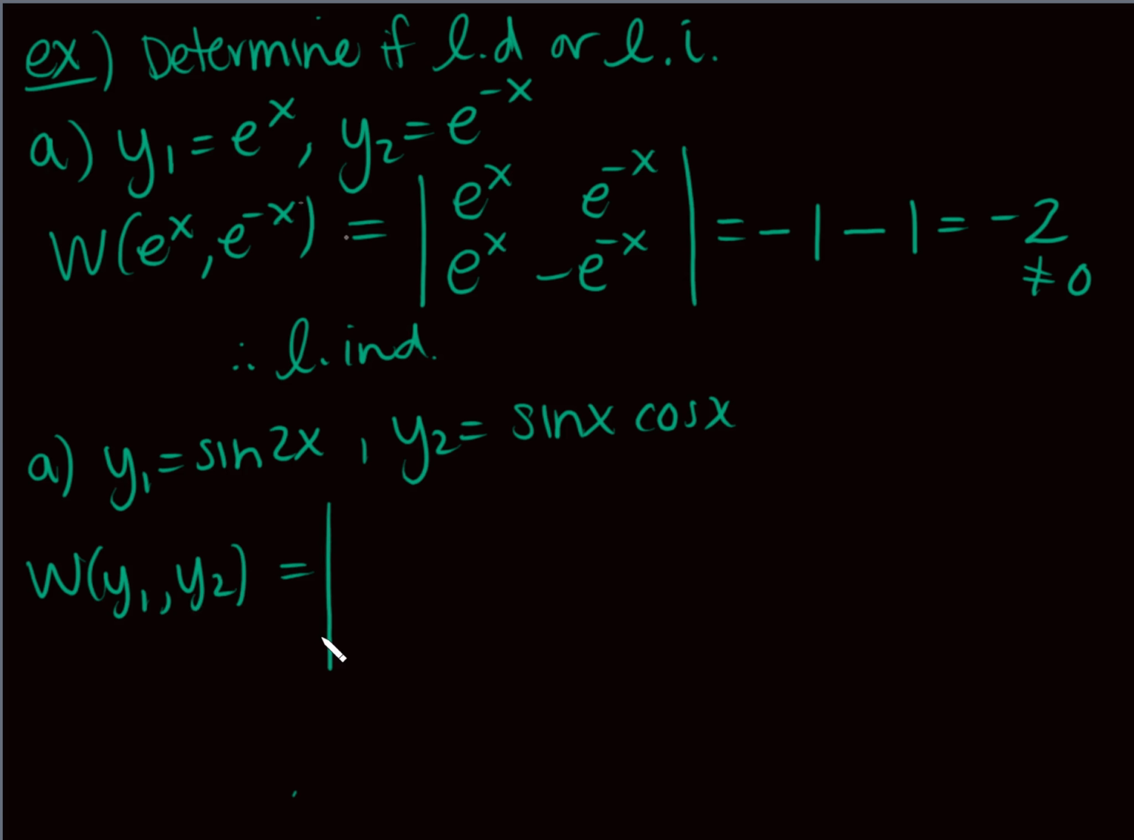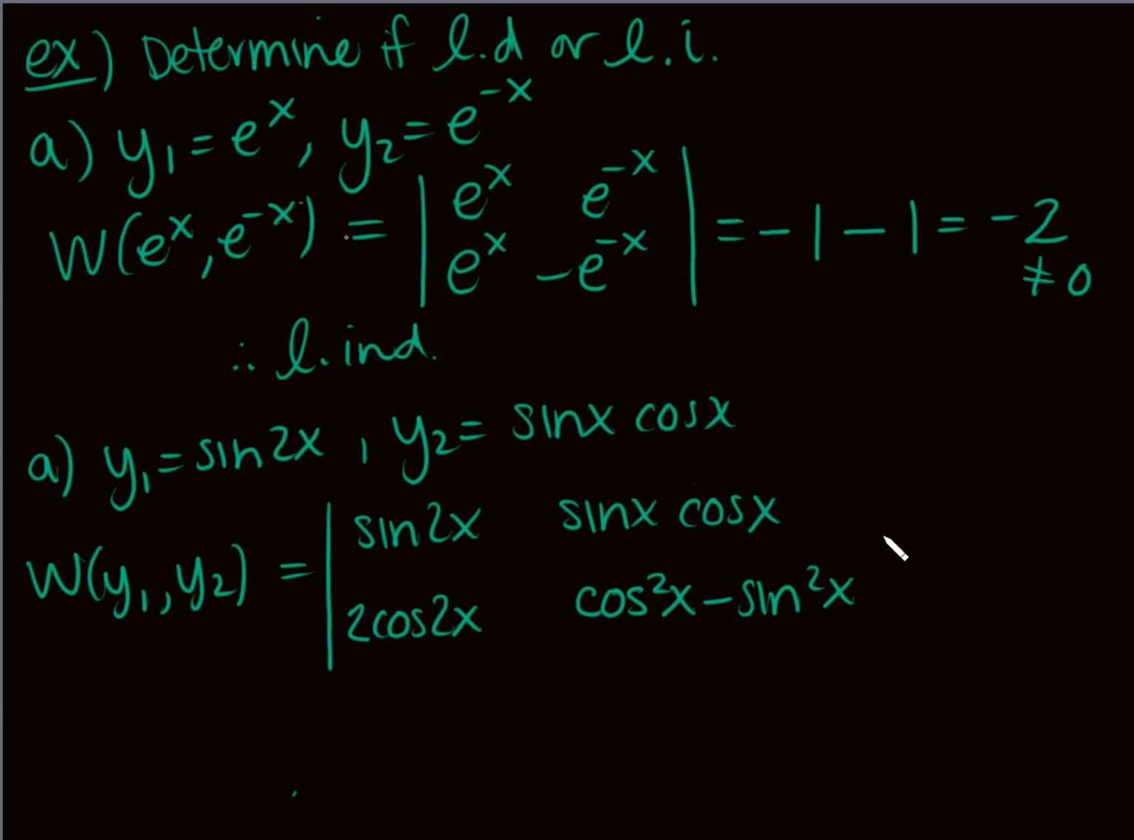So let's see what happens. I'm going to get sine of 2x, sine x cosine x, right? The derivative of sine of 2x is 2 cosine 2x, and here I get to do the product rule. So let's take the derivative of the first: that's cosine times cosine, which is cosine squared, then I get minus sine squared x.